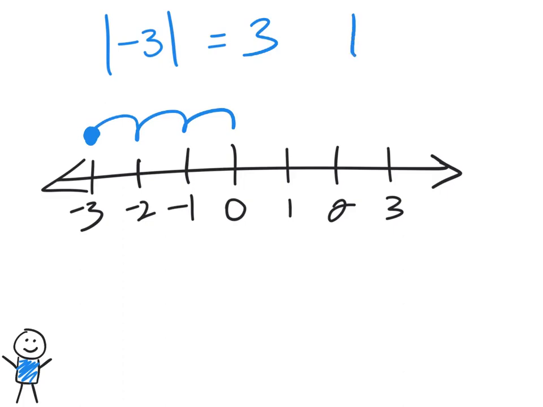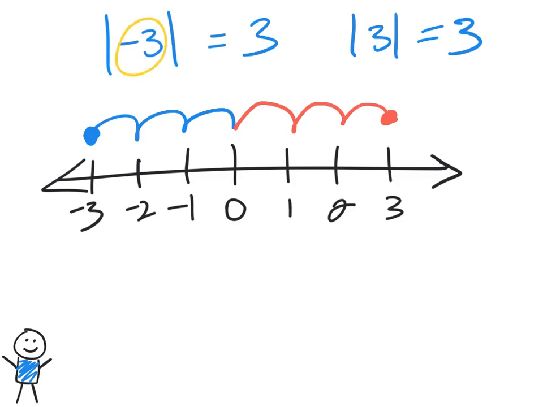If I were to ask you what's the absolute value of +3, it's the same kind of question, except how far away is 3 from 0? And even though I'm going to the left, I'm still taking 1, 2, 3 steps, or 3 units, away from 0. So the absolute value of 3 is also 3. Both of these numbers are 3 units away from 0 on a number line.